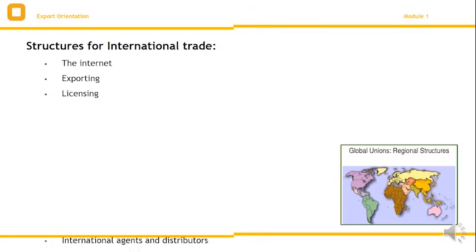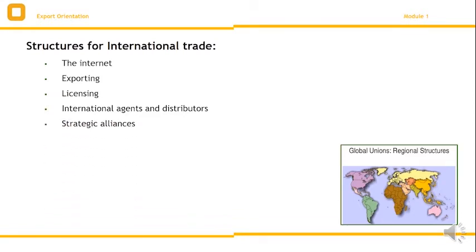You could also use what we call international agents or distributors. Agents can be organizations or individuals. They are contracted to your business to market your product or service to a specific country, but they don't take ownership of the product or service. They also claim a commission on the sales that they generate. Distributors are like agents, but the major difference is that distributors do take ownership of your product or service.